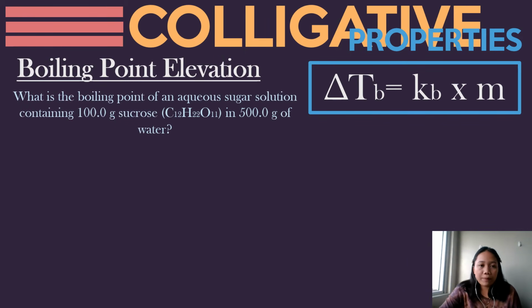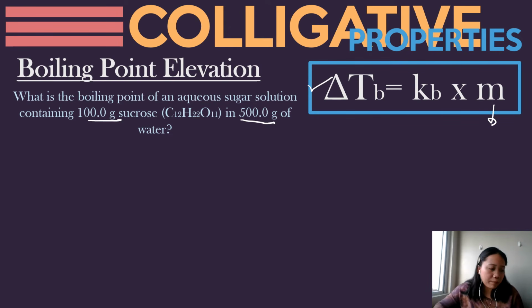So, we have here a problem. What is the boiling point of an aqueous sugar solution containing 100 grams of sucrose, that is C12H22O11, in 500 grams of water? So, as you can see, we still need our molality. That's why we are given two masses, the mass of your solute and the mass of your solvent. So, we need first to solve for the molality of your solution for you to be able to compute for your change of T sub B.